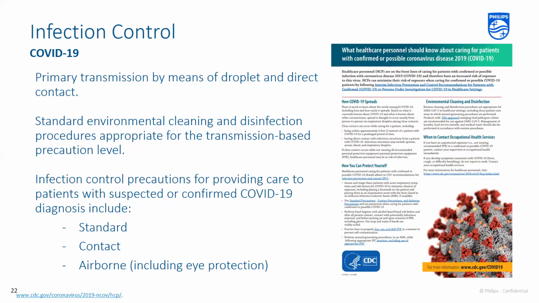Let's take a closer look now at infection control in the setting of COVID-19. This novel coronavirus is primarily transmitted through droplet and direct contact. Facilities should follow standard environmental cleaning and disinfection procedures in accordance with local guidelines. When providing direct care to patients with confirmed or suspected COVID-19 diagnosis, healthcare workers should use standard, contact, and airborne precautions with the addition of eye protection.